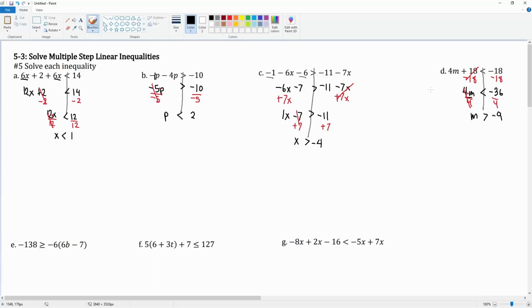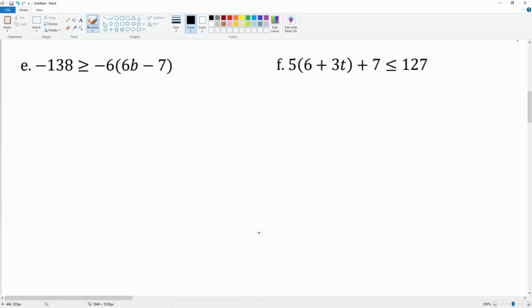Welcome back. This is going to be part 2 for 5-3, solving multiple step linear equations, number 5. Here I'm going to cover E, F, and G. All right, let's look at E here.